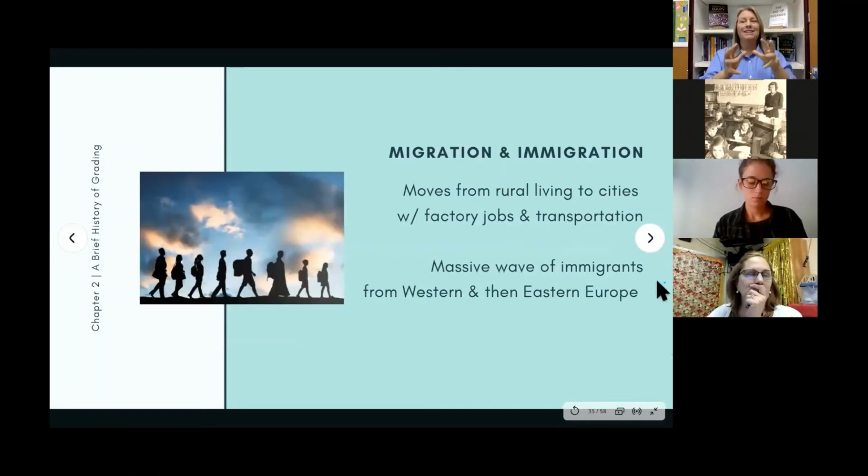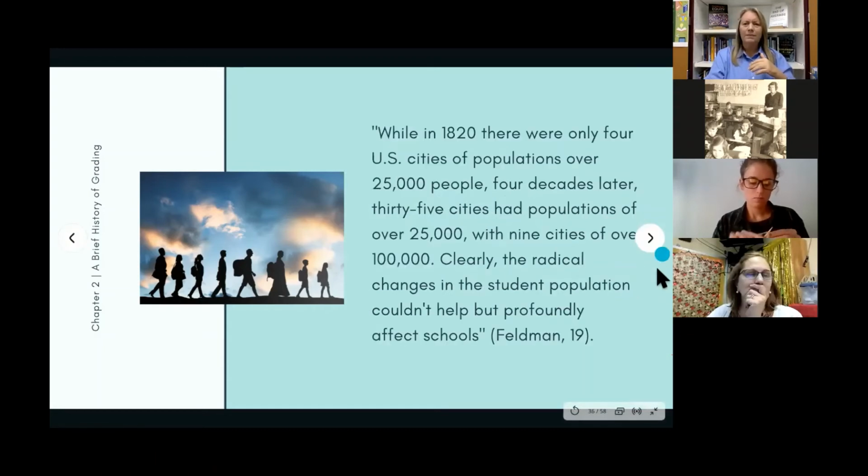And then there was migration and immigration, and the moves from rural living to cities as these factory jobs opened up and transportation got better. There was a massive wave of immigrants from Western and then Eastern Europe. And this impacted our school systems. Feldman shares that while in 1820 there were only 4 US cities with populations over 25,000 people, 40 years later, 35 cities had populations of over 25,000, with 9 cities of over 100,000. Clearly, he says, the radical changes in the student population couldn't help but profoundly affect schools.